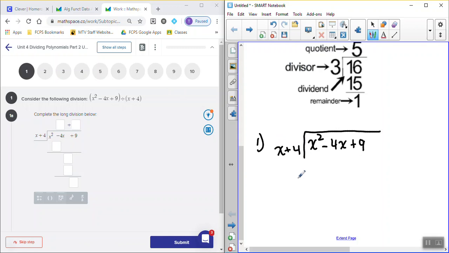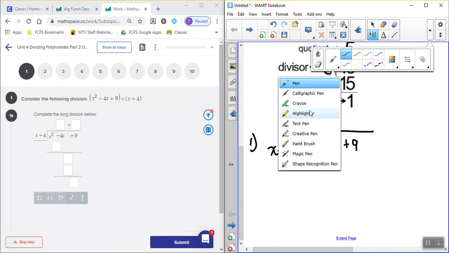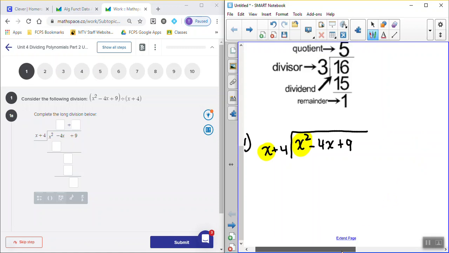And now we're going to start dividing. So when we're using long division to divide, what we do here is we're going to take the first term right here, x squared, and we're going to divide it by the first term right here, the x term. We're going to take care of the 4 later, but we're going to look at these two. I like to just have some space here to do my work, okay?